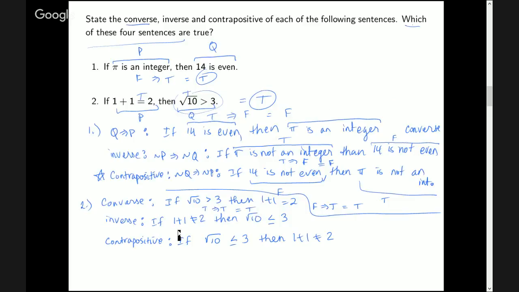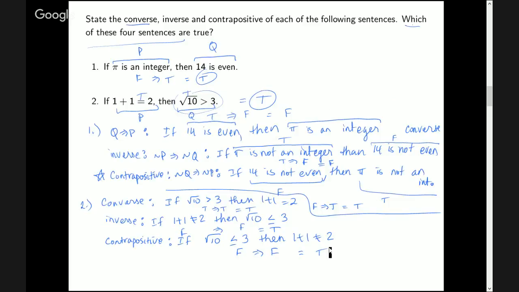Tell me about the second one. 1 plus 1 not equal to 2. False. Square root of 10 less than or equal to 3. So false implies false is true. And then the last one. Square root of 10 less than or equal to 3. False. 1 plus 1 not equal to 2.